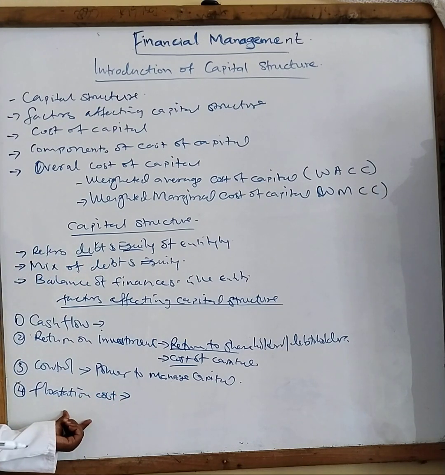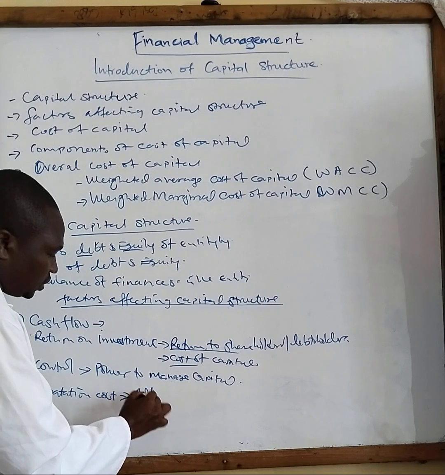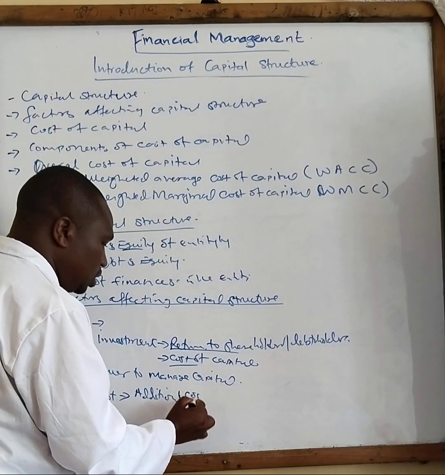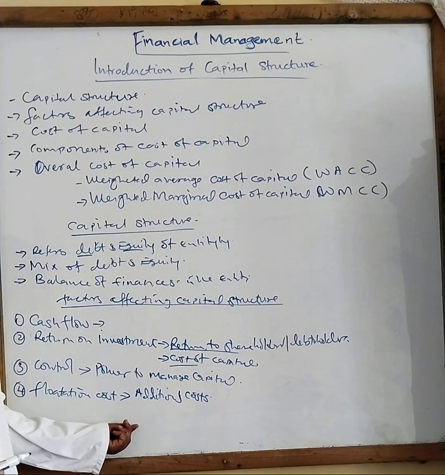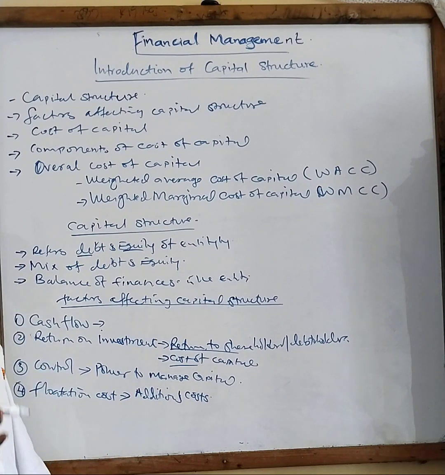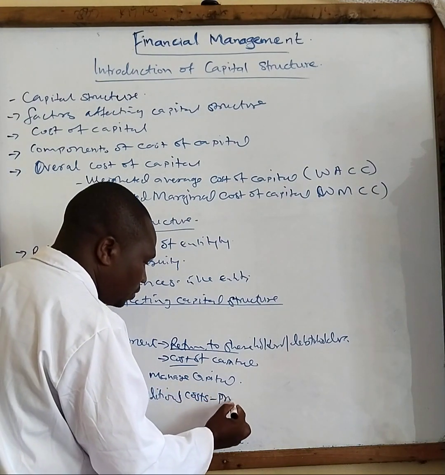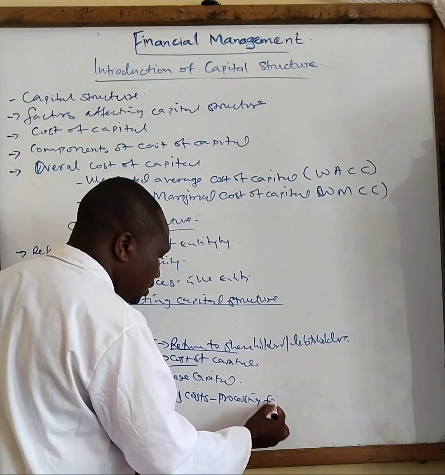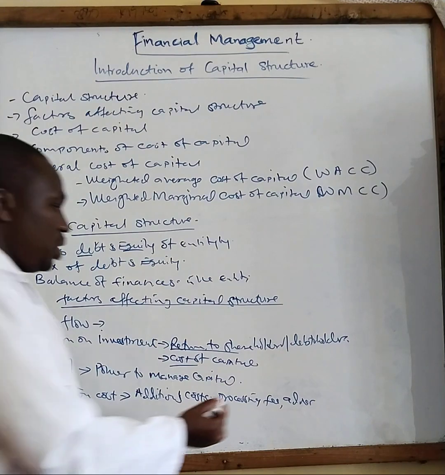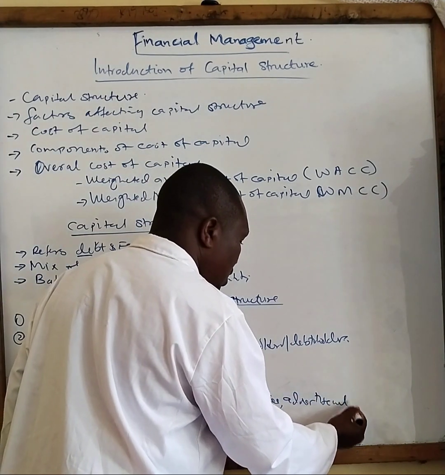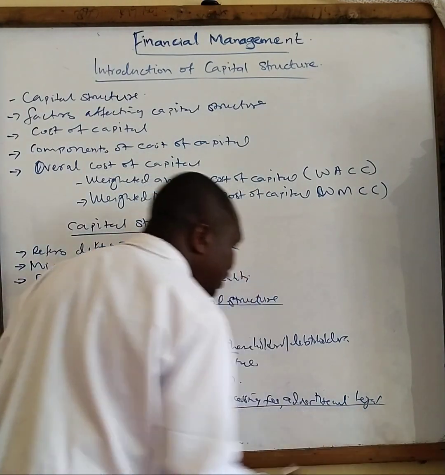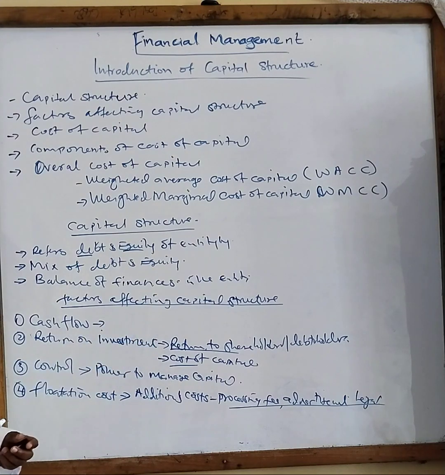Now, when we talk about flotation cost, we are just talking about additional costs. In most cases, if we are acquiring a loan, there will be additional costs other than the interest. For example, we have the processing fee, the cost of advertisement if it is about shares, and the legal fee. So you also consider these additional costs when you are determining the capital structure.